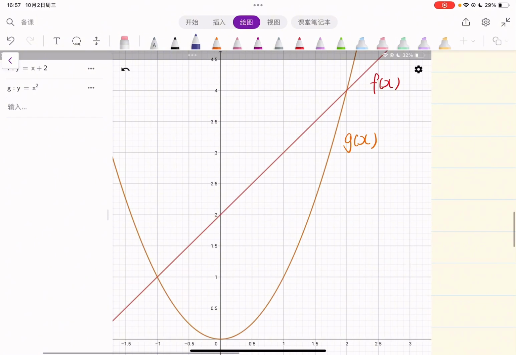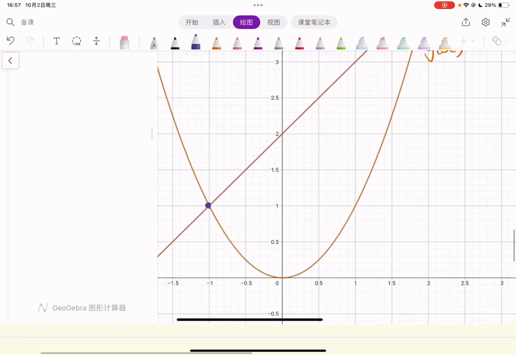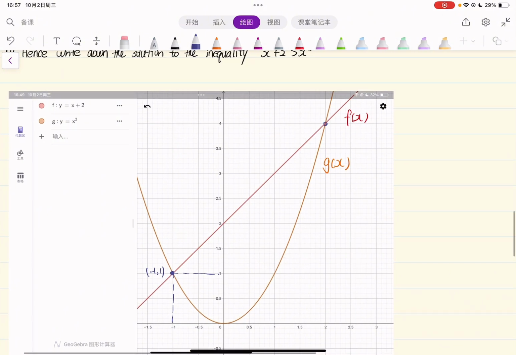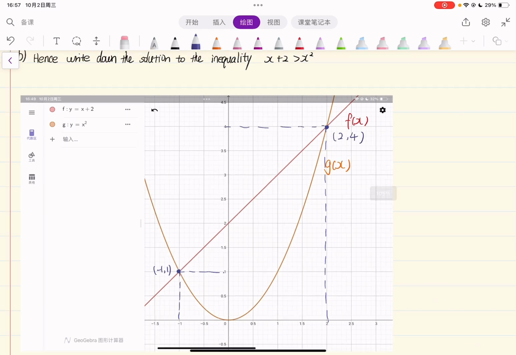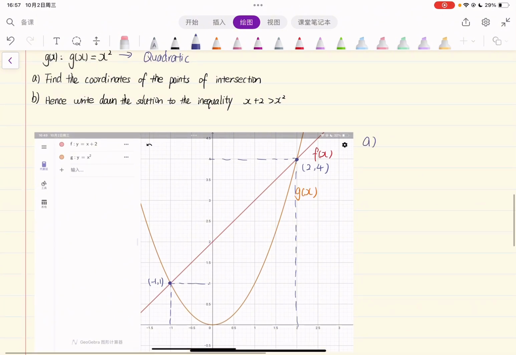We can see here are two intersection points. The first one is over here, which is (-1, 1). Another intersection point is over here, that is (2, 4). Now, we need to write that. So the intersection points are (-1, 1) and (2, 4).